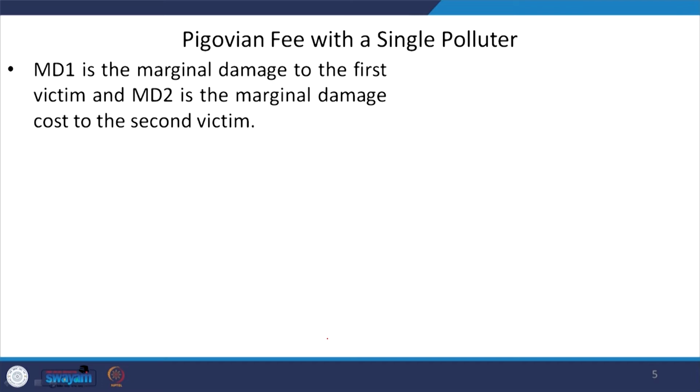Given these, now we will find how this Pigovian fee is determined when the polluter is a single entity, right. We can explain that graphically first. In the horizontal axis we are measuring the pollution itself, and in the vertical axis we are measuring the price and cost.